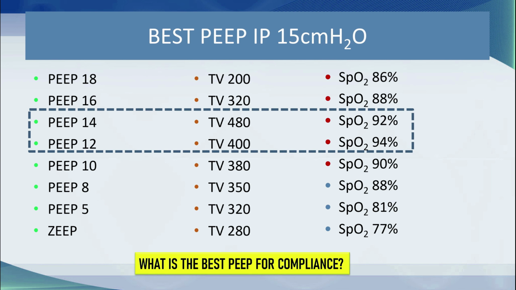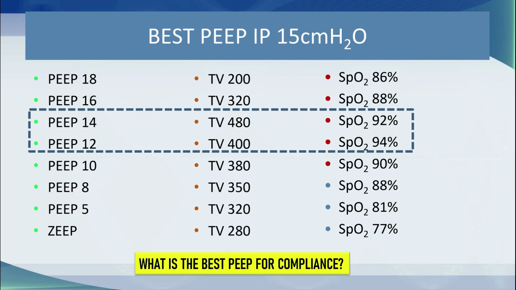Well, this looks like the best PEEP here, isn't it? It's either 12 or 14. It might be 13. At 12, she has a tidal volume of 400 mils. This is pretty good. And her saturation is 94%. So she's oxygenating really well at this level.